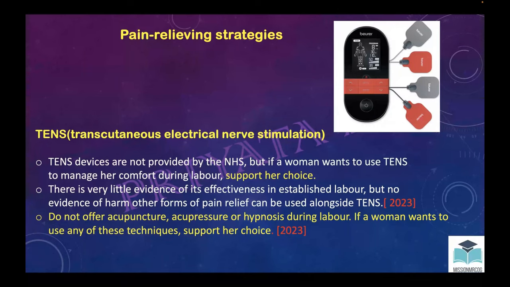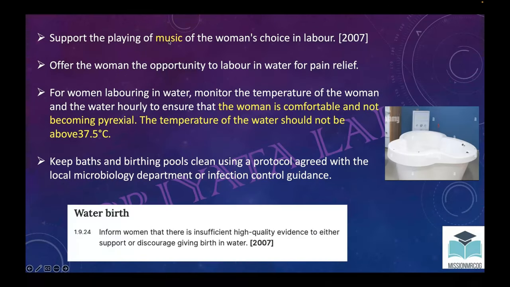Apart from this, there is little evidence that in established labor TENS has any role. How it works, I'll be speaking about, but this time they have put TENS as a pain relieving strategy. So when you are offering pain relief in the clinic, you have to speak about TENS also. Now, they say that choice of music can be played in labor. Apart from this, they can choose a water birth, but the patient should not be pyrexial and the temperature of the pool should not be above 37.5.